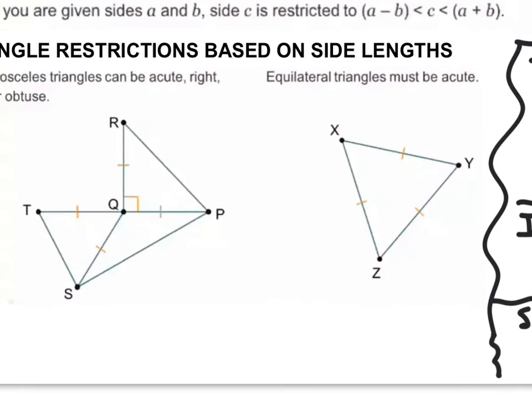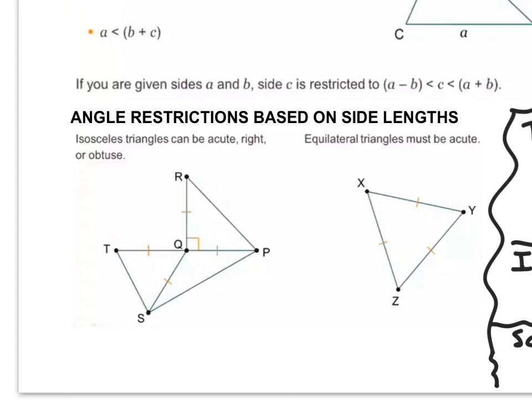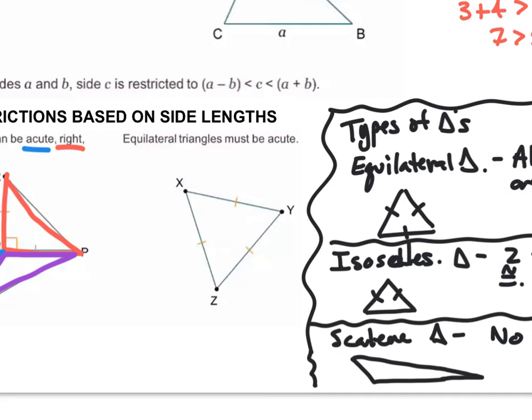So then we have these restrictions based on the side lengths. If we have an isosceles triangle, we can have a right triangle that's isosceles. If we had an acute triangle, it can also be isosceles. And if you had an obtuse triangle, you can also call that an isosceles triangle. So isosceles can have a bunch of different types. You can have an acute, a right, or an obtuse. But let's say you have an equilateral triangle. All the sides are equal, right? But what about the angle measures? It has to be acute.